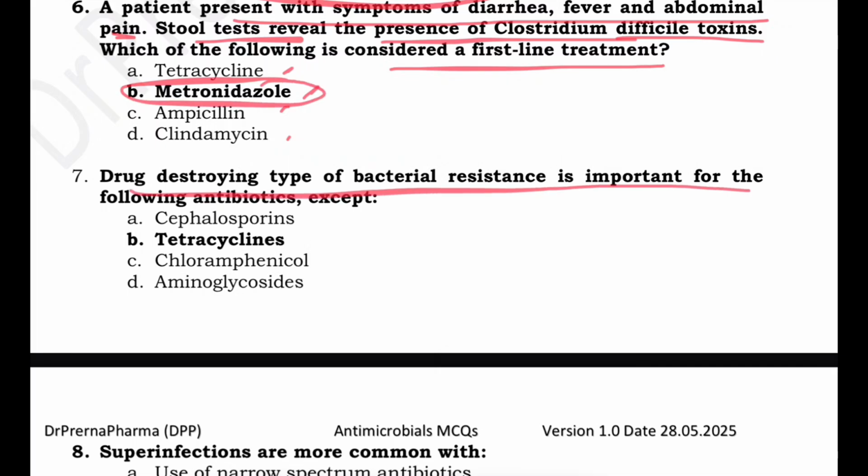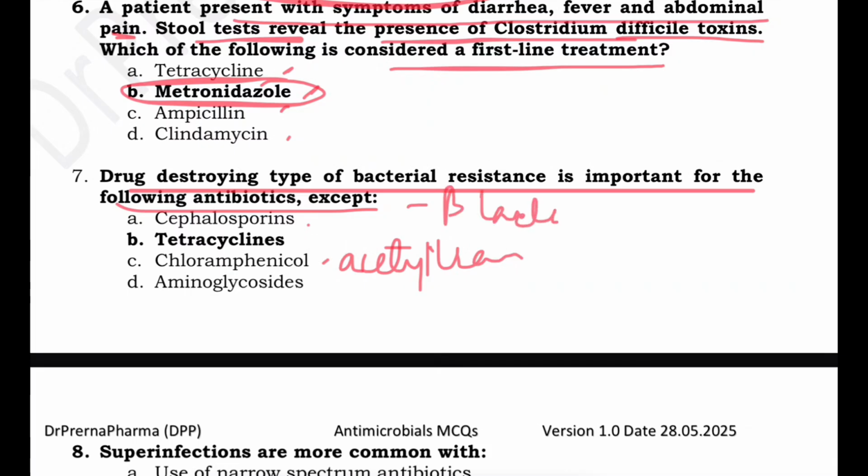Drug destroying type of bacterial resistance is important for the following antibiotics except: drug destroying type of resistance. Drug destroying beta lactamases are usually produced in cephalosporins. For chloramphenicol, acetyl transferase comes in, which also destroys the drug. Then coliforms also form aminoglycoside destroying enzyme. So tetracycline is the only drug in which the destroying type of resistance is not present. So this is the right answer.